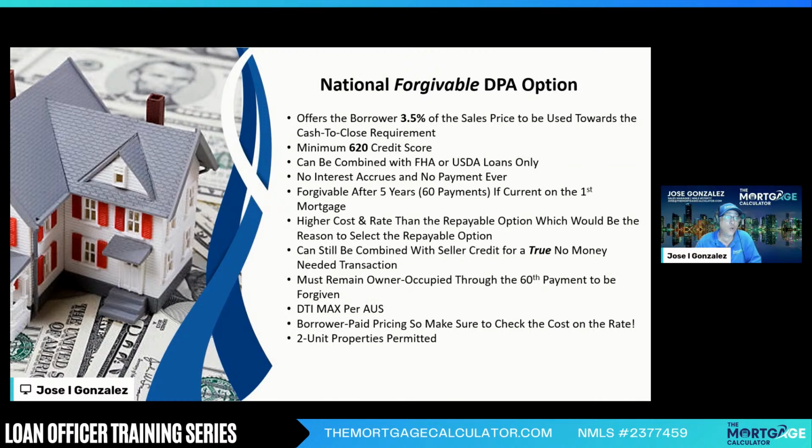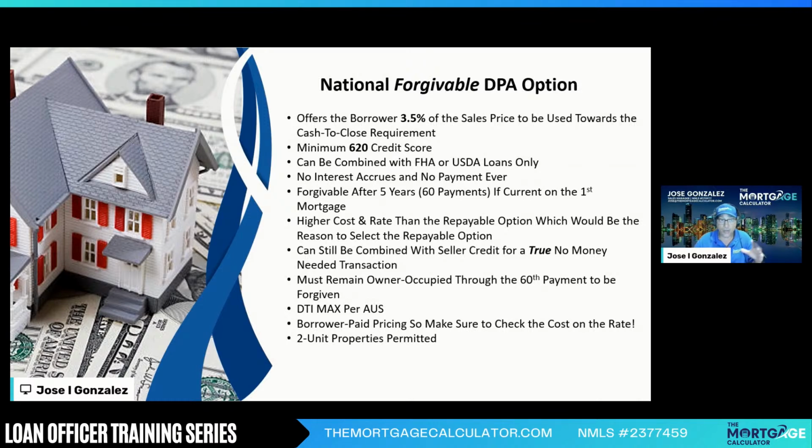Now, in order for the loan to be forgiven, right, it must remain owner occupied as well through the 60th payment. So not only do you have to be current at the time that you want to have the loan be forgiven, but you also still must reside in the property, because if at any time you move out of the property, the first loan can stay there, but the second loan, the DPA loan, would have to be paid back. And critical that I mention here, right, when we're talking about pricing, this is borrower paid pricing on these options.